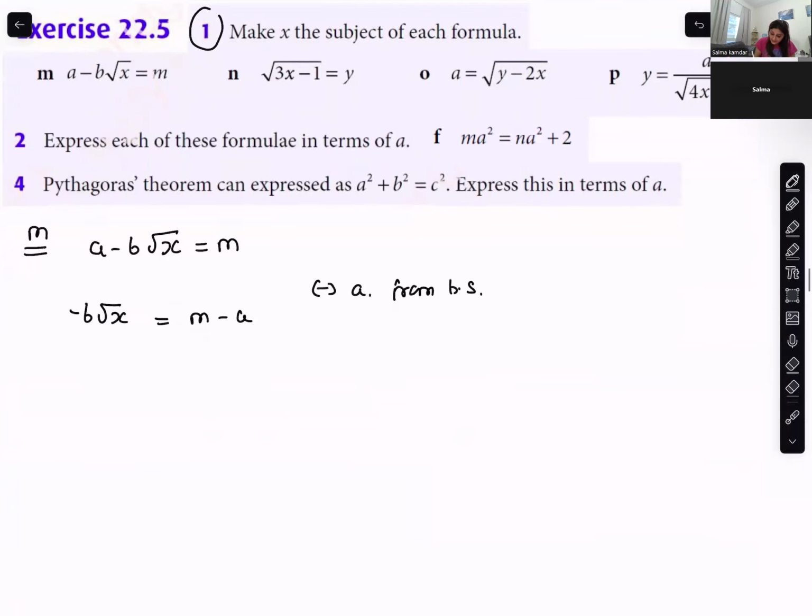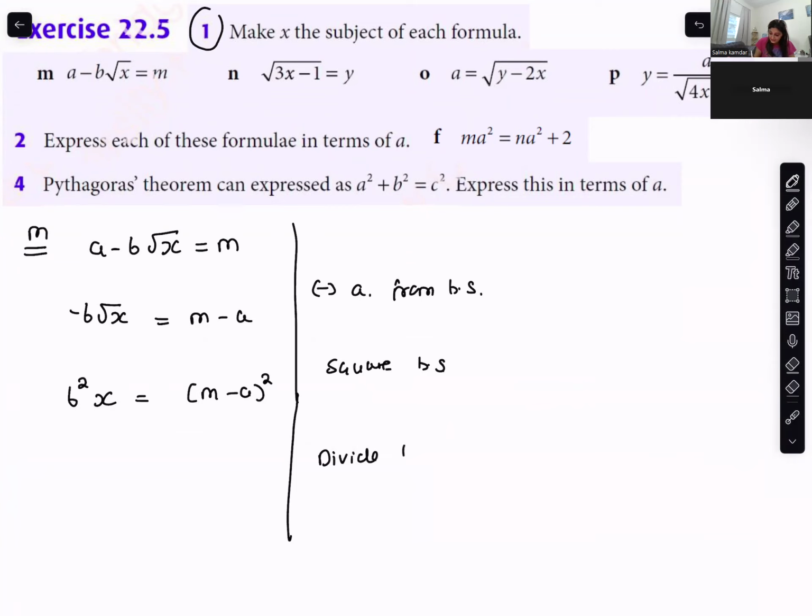Then I will square both the sides. So if I'm squaring both the sides, I will get B square X is equal to M minus A the whole square. Then I will divide both the sides by B square. So I will get X is equal to M minus A the whole square divided by B square. It is very easy. You just need to pause and try yourself.